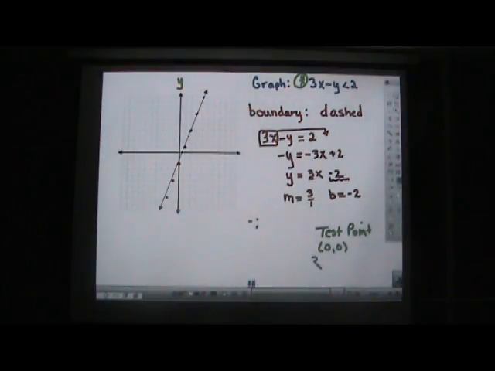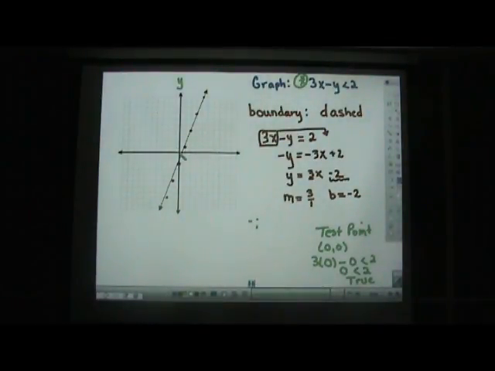So instead of 3x, we'll have 3 times 0 minus 0 is less than 2. So on the left this time, everything turns out to be 0 is less than 2. And that's true. So we'll write true here so that I know that my test point was true. That means it's a solution.